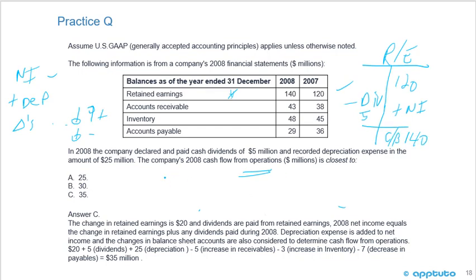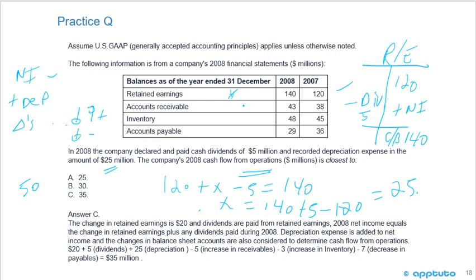So we have to solve for x. So it's 120 plus x minus 5 equals 140. X equals 140 plus 5 minus 120. 145 minus 120 equals 25, okay? So my net income is 25. Then I'm going to add back my depreciation, which is 25. So now I'm at 50.